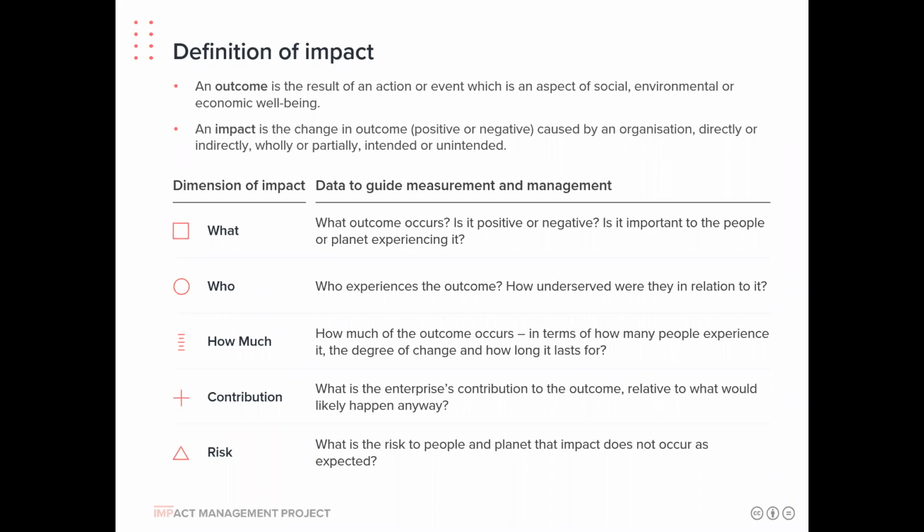Again, this is about sharing what we're seeing at the coalface, as it were. But then the dimensions of impact that one would measure seem to be consistently relevant, which is that you need to talk about what the outcome is. You need to look at whether it's positive or negative, which requires use of some norm or threshold. And you need to know whether the outcome matters, which is different to whether it's positive or negative.